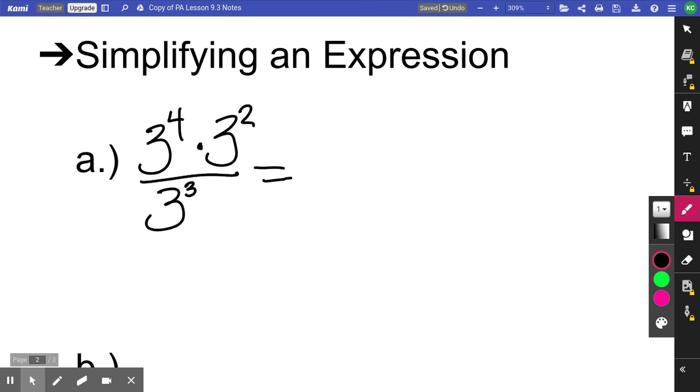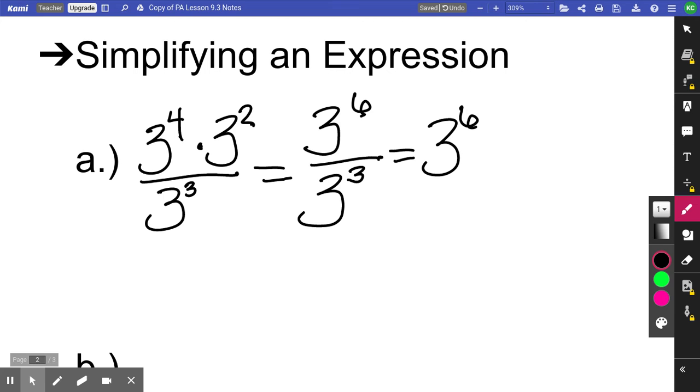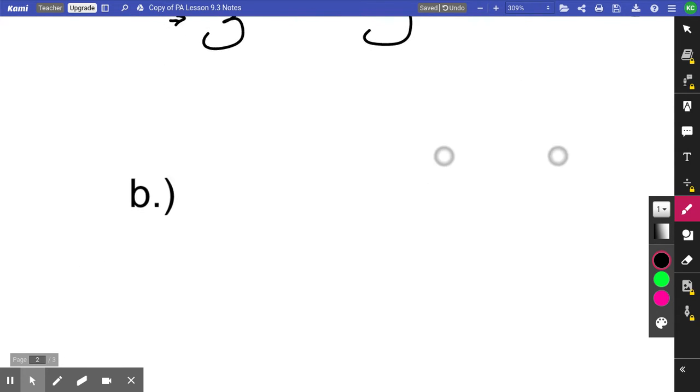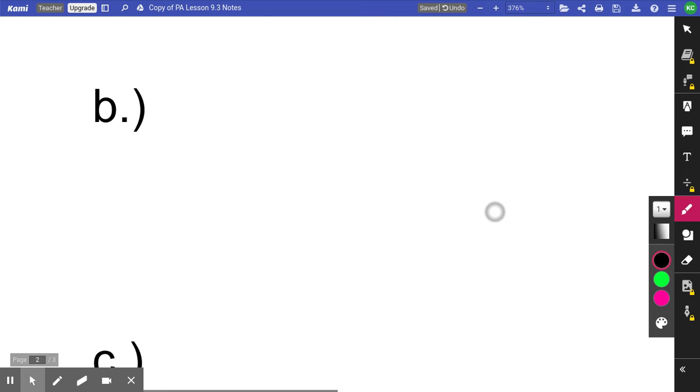Remember, whenever I multiply, I add my exponents. So 4 plus 2 is going to give me 6. So I'm going to have 3 to the 6th over 3 to the 3rd. Now I'm dividing like bases. That means I'm going to subtract. So I'm going to have 3 to the 6th minus 3, which is going to give me 3 to the 3rd power. Okay, so I'm going to solve each side as best as I can, and then I will multiply or divide from there.